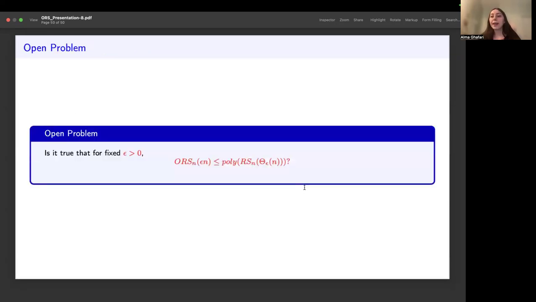And I want to finish my presentation with an interesting open problem: whether we can bound the density of ORS graphs with RS graphs. As we know, the other way around is simple, but we don't know anything of this sort. So that would be interesting. Thanks for listening. This was my talk.